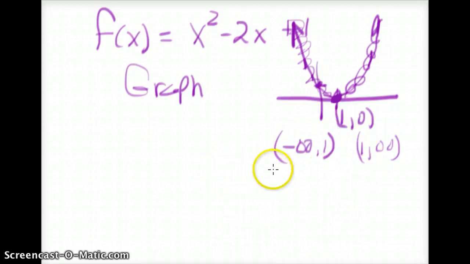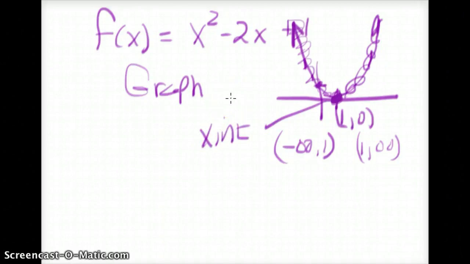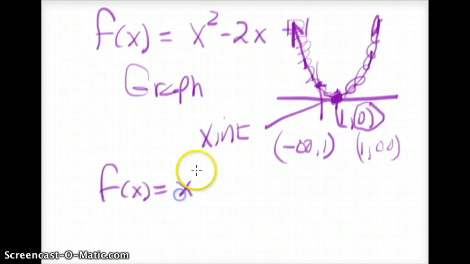Now, notice this point right here. We're going to call it the x-intercept because it's a place where the graph intercepts the axis. In order to find the x-intercept, we have to set the function equal to 0, right? Because the y value is 0. Let me give you an example. So here we go. We have f of x is equal to x squared minus 4, okay?